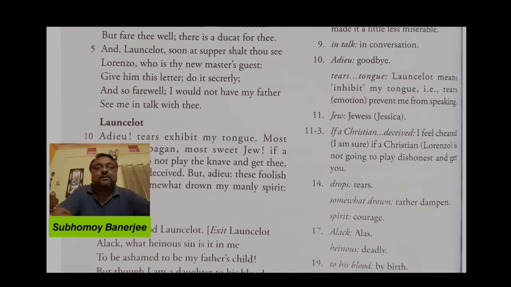She gives a letter, a love letter which she has written for Lorenzo. And in that letter, she has also given certain instructions to Lorenzo, because she has already made up her mind that when Lancelot is going, she will also leave her father. So give this letter to Lorenzo. Do it secretly. Make sure nobody sees you. And so farewell, and so goodbye to you. "I would not have my father see me in talk with thee." I don't want my father to see me talking to you.